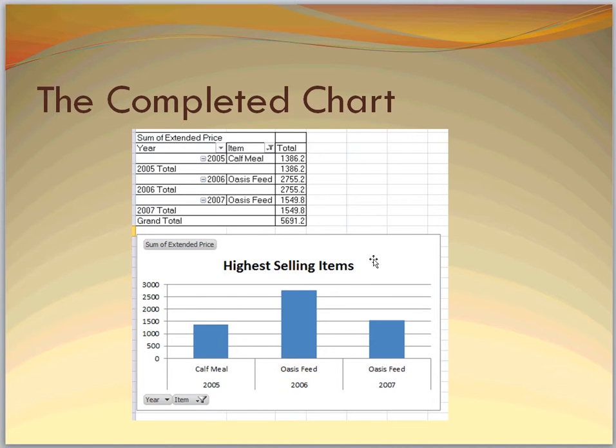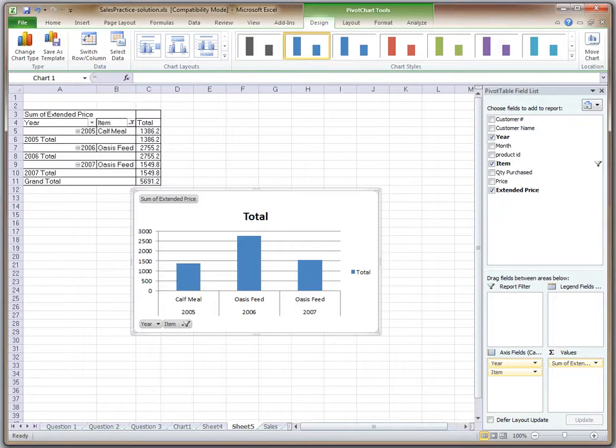Give it a new label, high selling items. Maybe label the tag at the bottom, the little tab. So let's do that. I'm going to click on there and type highest selling items. Enter.